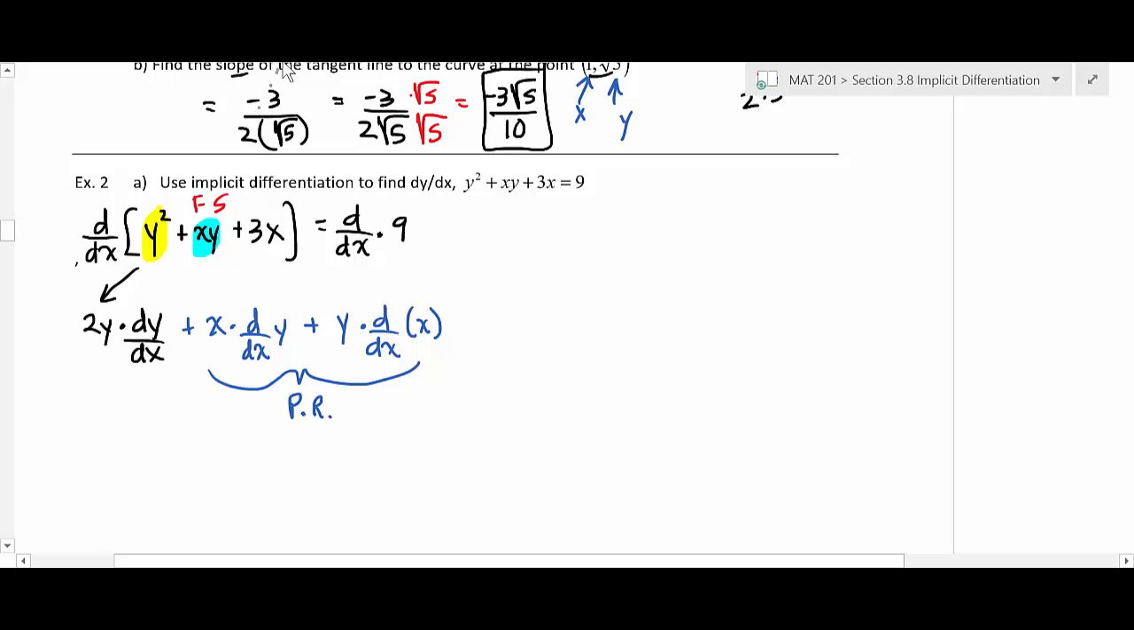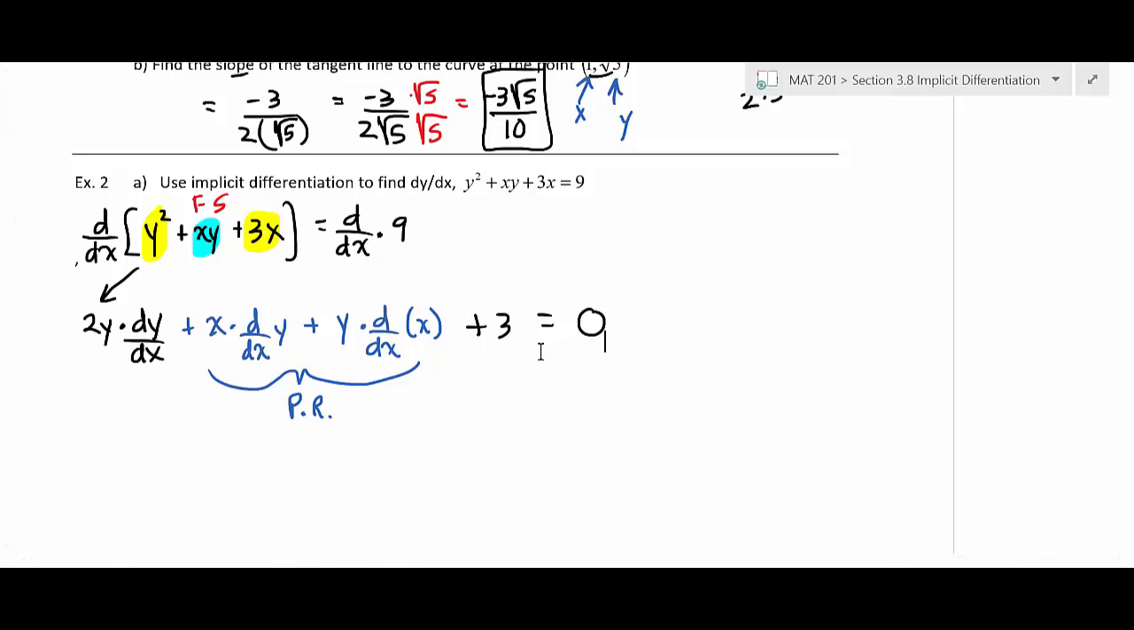Then that leaves us with 3x. That's easy. What's that derivative? 3. The variables match, don't they? So x and x match, so that's going to be a plus 3. Then the right side, derivative of 9 is 0. So what I did is derivative of y squared is 2y dy dx, since it doesn't match. Product rule here, and the variables match on the 3x, that's why it's a 3. Okay, is everybody okay?